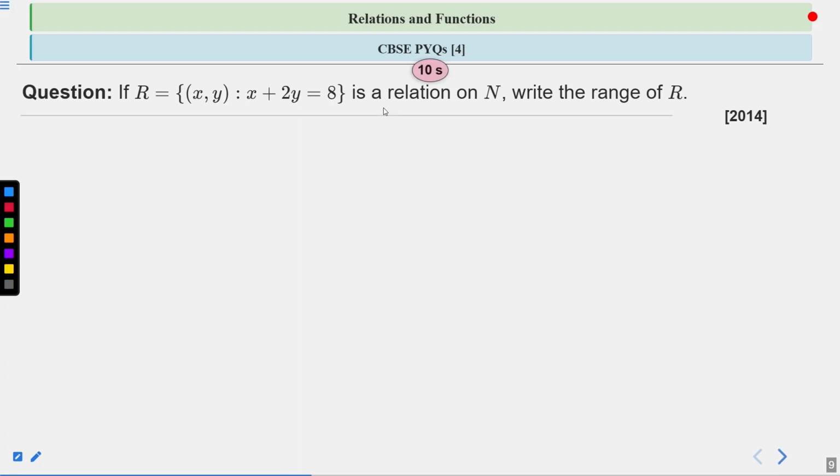So you have 10 seconds to solve or think about this question. After that, we will discuss the solution part. See, first we can discuss what is domain and range. It is defined as a relation on all natural numbers, right? So domain is x, and y is range, right?